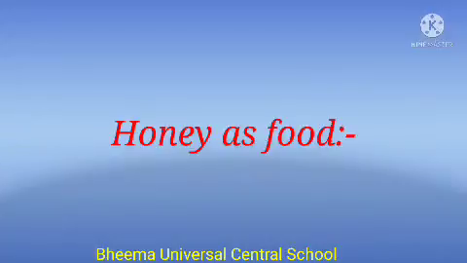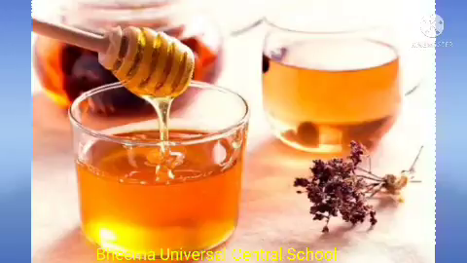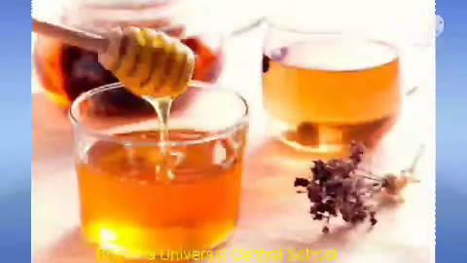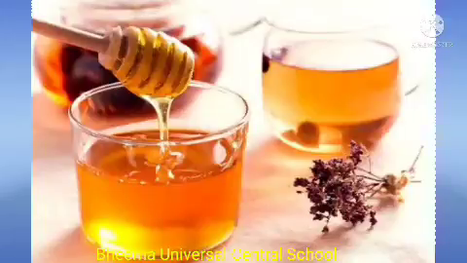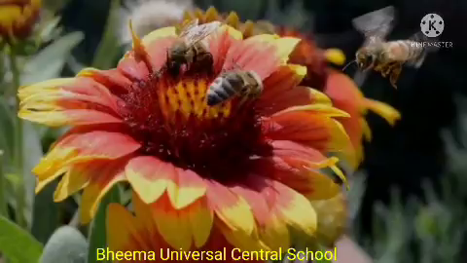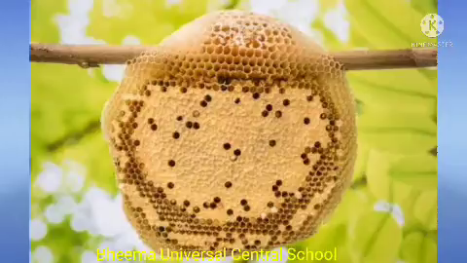Next one is honey as a food. Honey is another animal product that we use. It is sweet in taste and it is liquid, made by the honeybees. They suck the nectar from the flowers. Nectar means juice. They take it into their nest called a beehive.